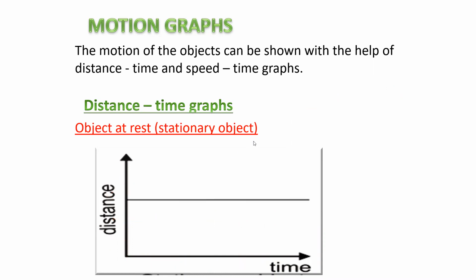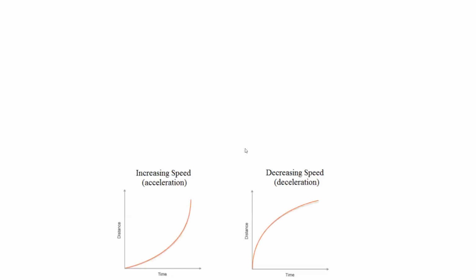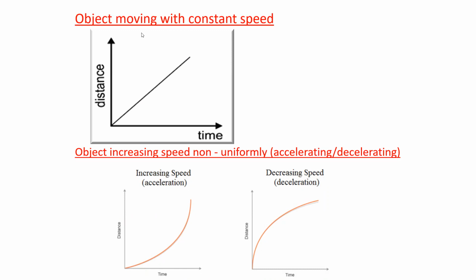The second type of graph, the distance time graph, which explains the motion when object is moving with a constant speed. When object is moving with a constant speed, what will be the shape of a distance time graph? So it will be a straight line which is passing through origin.